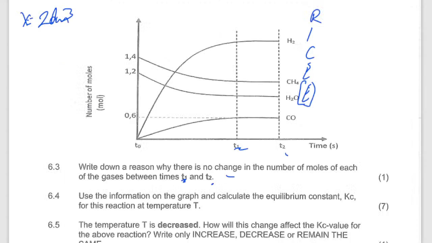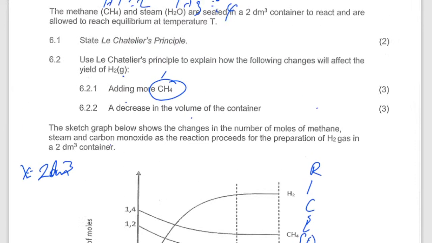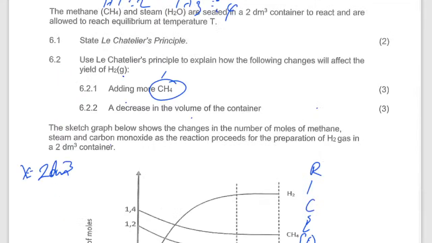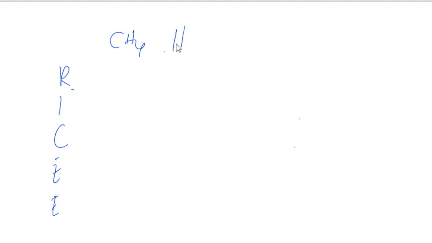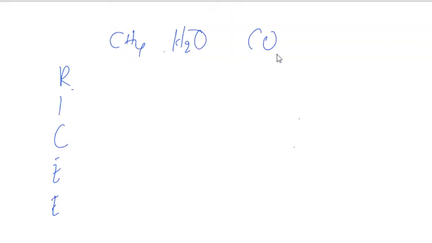So now, which compounds do we have? We have to first identify the components. All of them are gases. So I have methane reacting with steam, and that is a reactant to produce carbon monoxide and hydrogen gas. Meaning that these are products, these are reactants.